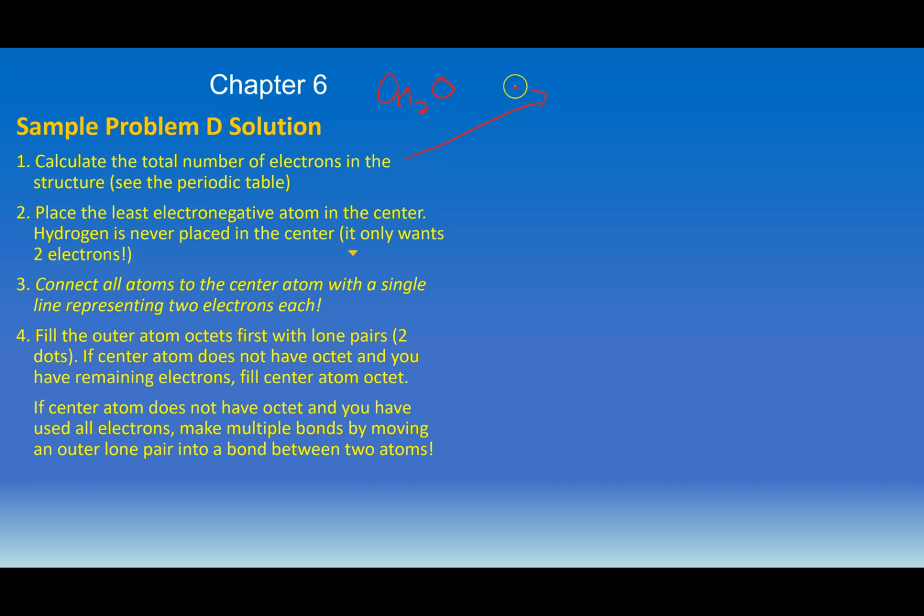And so we're going to go to the periodic table, and we're going to notice that carbon has 4 valence electrons. Oxygen has 6 valence electrons. And hydrogen has 1 valence electron each, and there are 2 in this particular structure. If we add all of those together, it looks like our final structure should have 12 valence electrons.